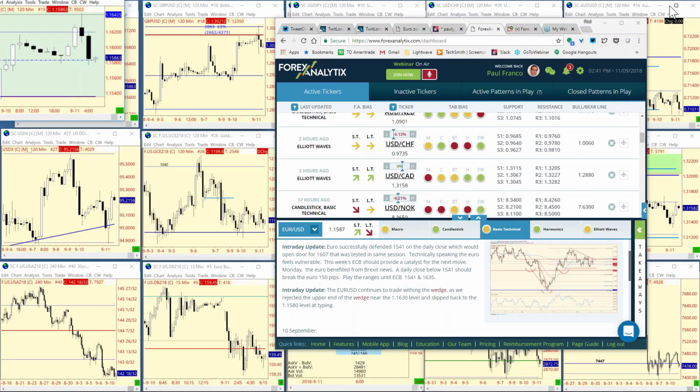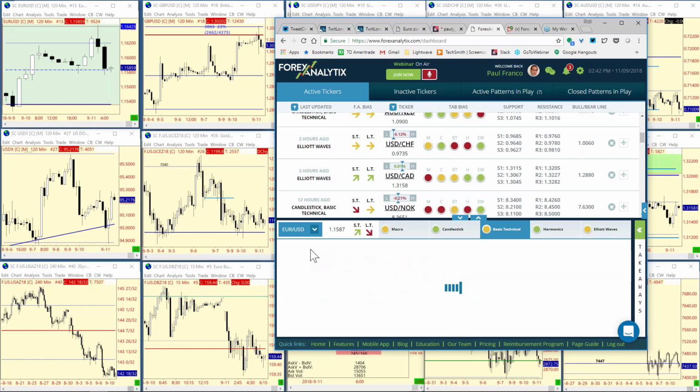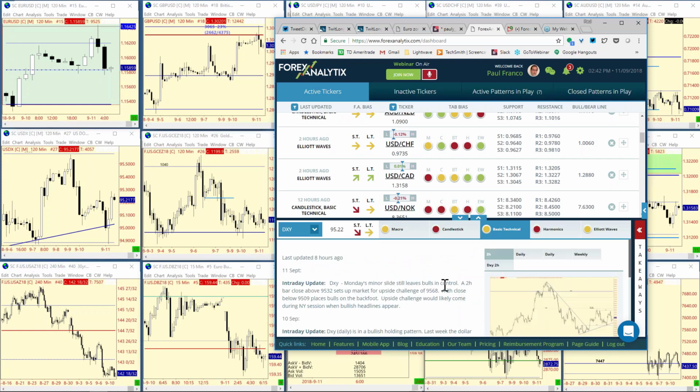Come in here. You can see how easy it is to navigate and get this analysis that may take place outside of the market or U.S. trading hours. You come in, you already get a good feel of it. This came in during the Asian session. Dollar index: Monday's minor slide still leaves the bulls in control. A 2-hour bar close above 95.32 sets up the market for an upside challenge of 95.68. A 2-hour close below 95.9 places the bulls on the back foot. Upside challenges would likely come during the New York session when bullish headlines appear.